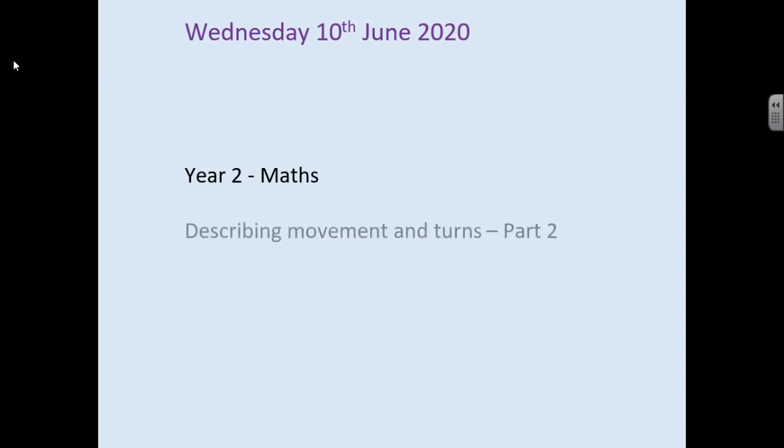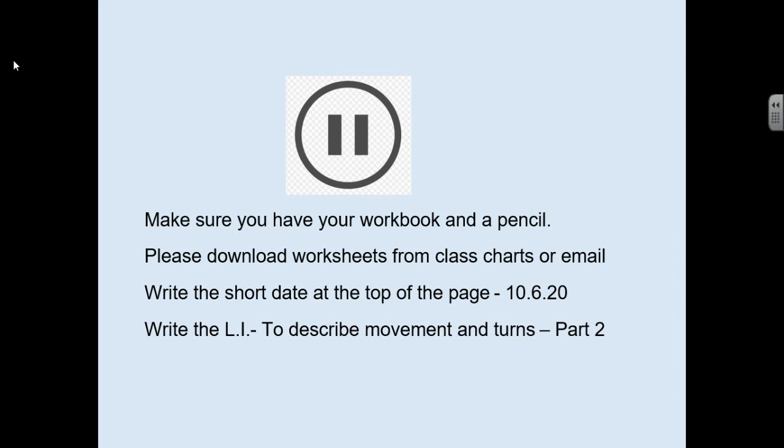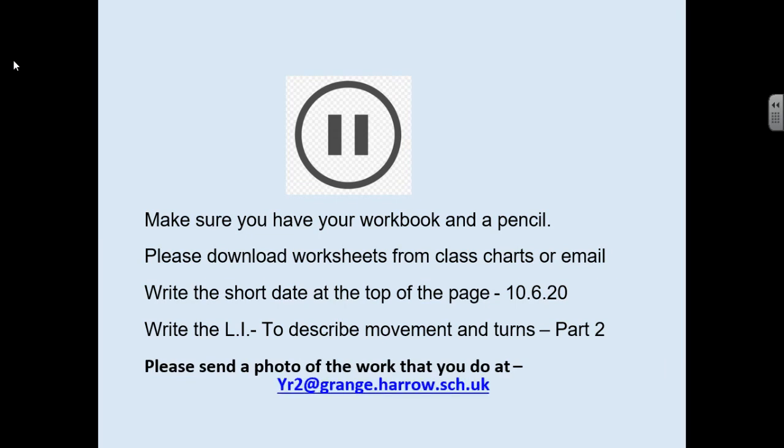Year 2 Maths. Today we're going to look at the second part of describing movement and turns. Pause the video and please make sure you have your workbook and a pencil. Please download the worksheets from class charts or email. Write the short date at the top of the page, 10.6.20. Write the LI: to describe movement and turns part 2. Once you have finished your work, please send a photo of your work at year2@grange.harrow.sch.uk. Let's go to the key vocabulary.